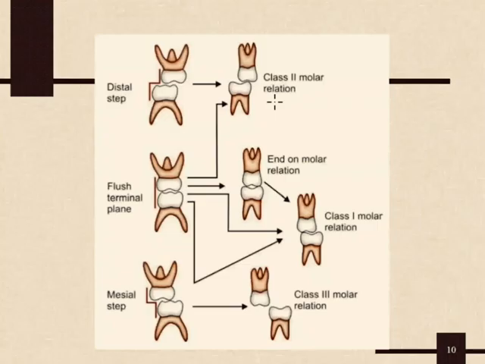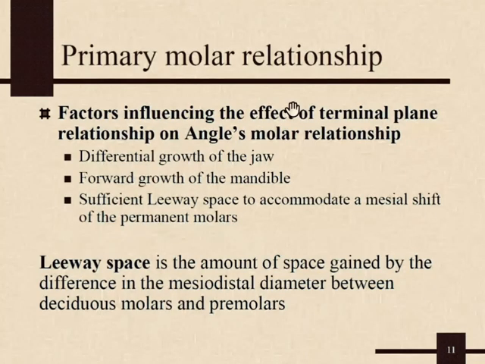Now, what are the factors that affect the terminal plane relationship, that let it affect the permanent or Angle's molar relationship? Multiple things. Firstly, the differential growth of the jaw, because as we go on, the jaws are also growing, the maxilla and the mandible. It will affect the rate of the growth. Also, the forward growth of the mandible, because the mandible has the condyle, and the condyle still grows until after 18 years of age. So we always have forward growth of the mandible.